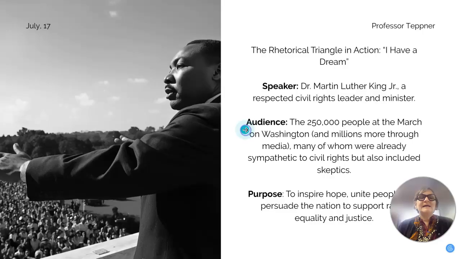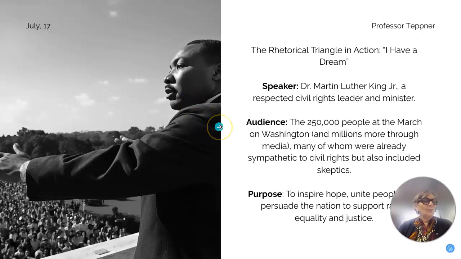So let's take a look at the rhetorical triangle in action, and we're going to think about the I Have a Dream speech. The speaker is Dr. Martin Luther King. We know he's a respected civil rights leader and a minister. His audience is the 250,000 people at the March on Washington, plus the millions of people listening on the radio and watching on TV. And his purpose is to inspire hope, unite people, and persuade the nation to support racial equality and justice.